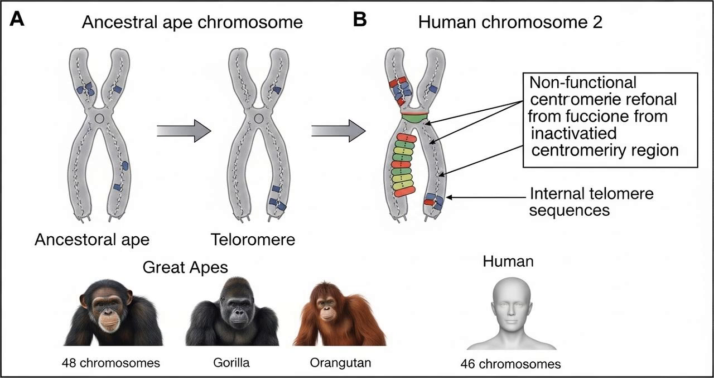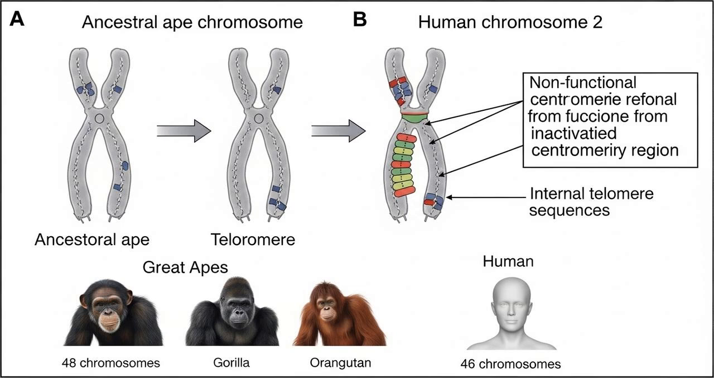Human chromosome 2, one of our largest chromosomes, is the result of a head-to-tail fusion of two smaller chromosomes that have remained separate in all the other great apes. The evidence is undeniable. A normal chromosome has one centromere, which is the pinched-in part in the middle, and protective caps called telomeres at both ends.